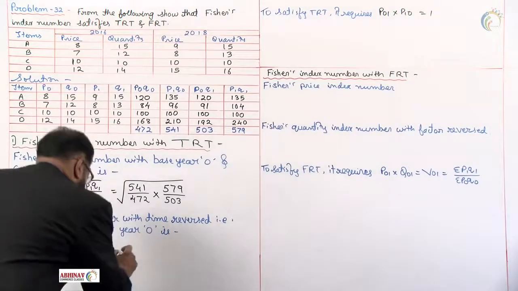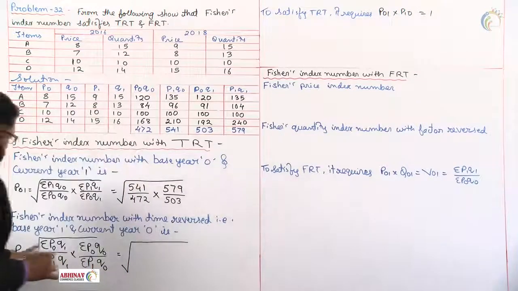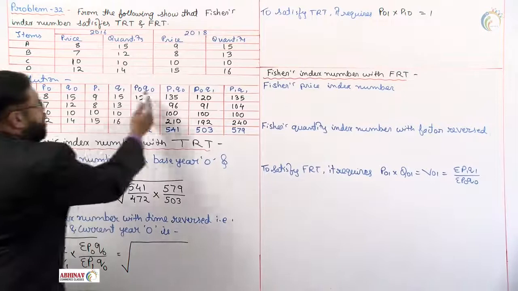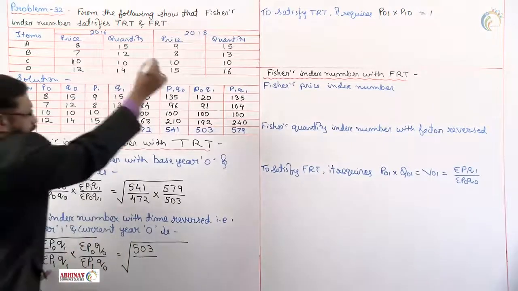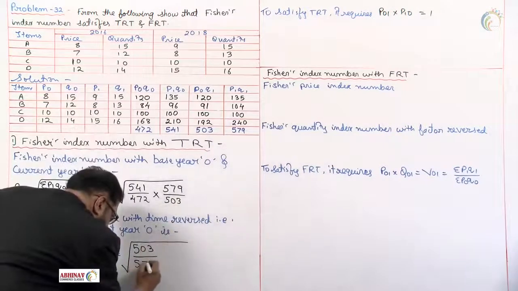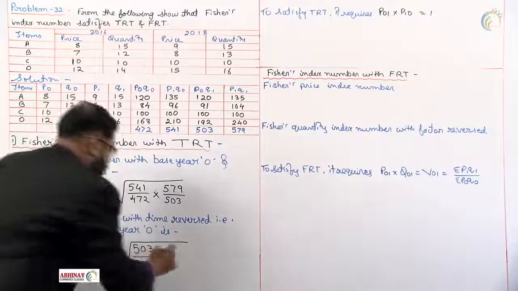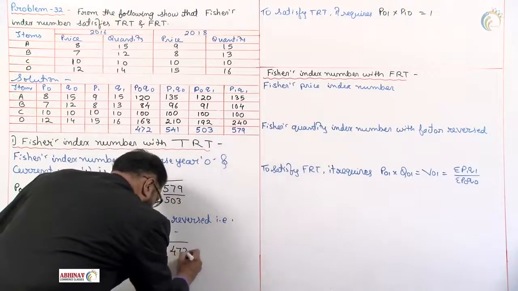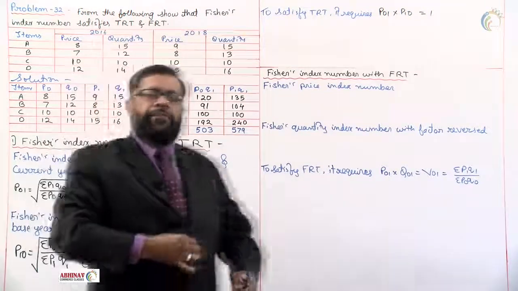Substitute the values in this. Root of P0 Q1, 503, divided by P1 Q1, 579, into P0 Q0, 472, divided by 541. Again, don't solve it. Let that be as it is.